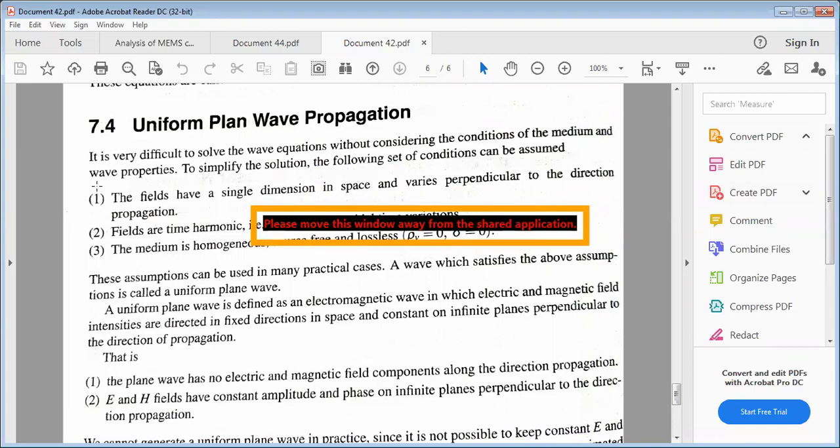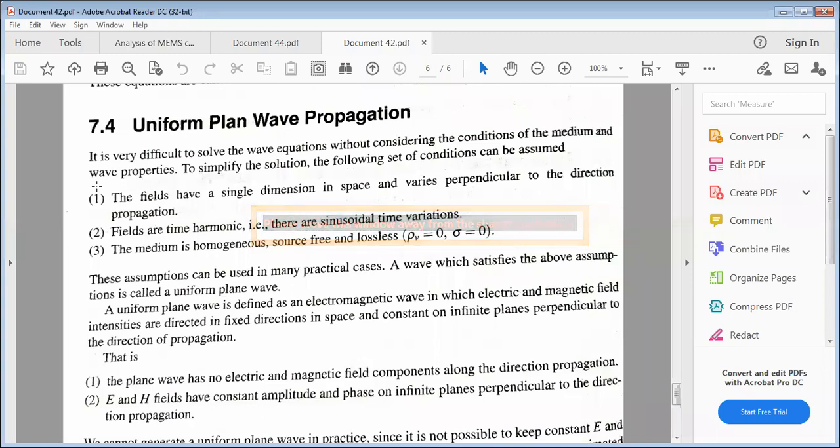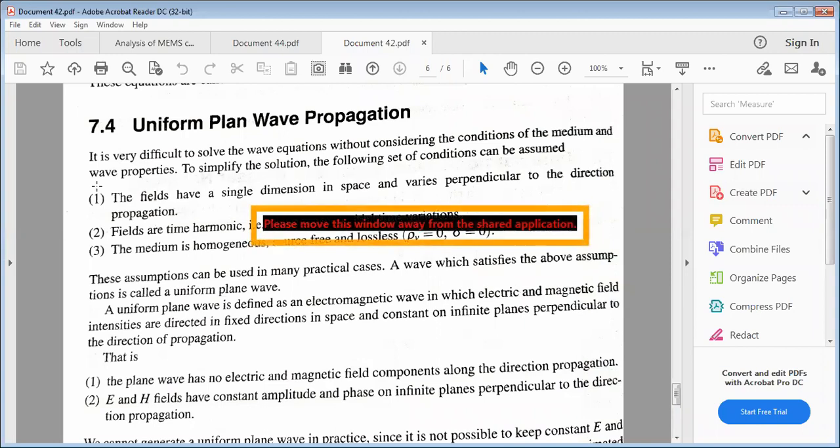Is it possible to analyze the second order differential equations? Are we able to solve those equations without considering what the medium sources are, what the wave properties are, and what the medium characteristics are? It is impossible. Okay, to simplify this, the following set of conditions are assumed.